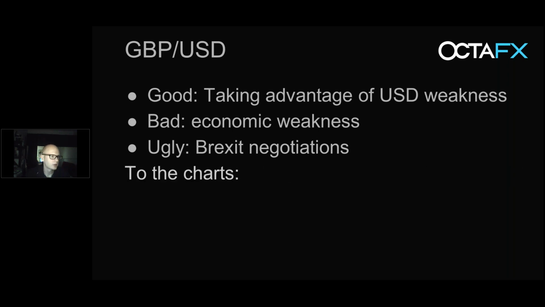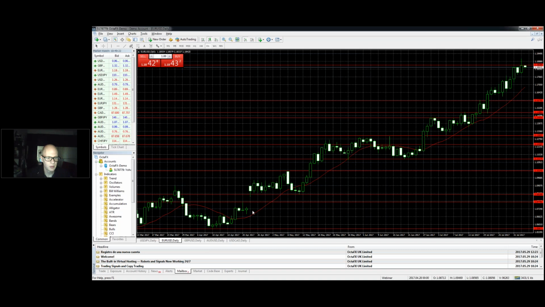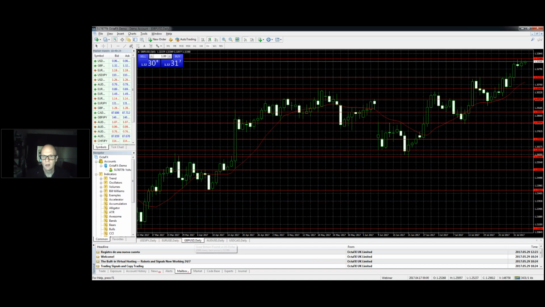Okay, and now let's look at the charts again. MT4 platform of OctaFX. We're seeing here the break to the upside, okay? Currently above the 132 level, but again waiting for the Bank of England.